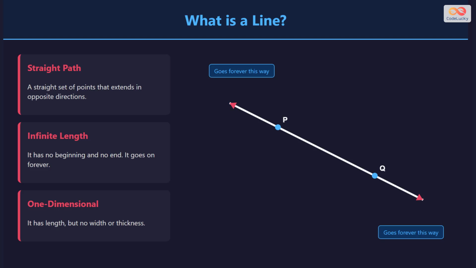Now let's connect those points. A line is a straight path made up of an infinite number of points. The most important thing to remember is that a line has no beginning and no end. It extends forever in both directions. It has length, but no width.